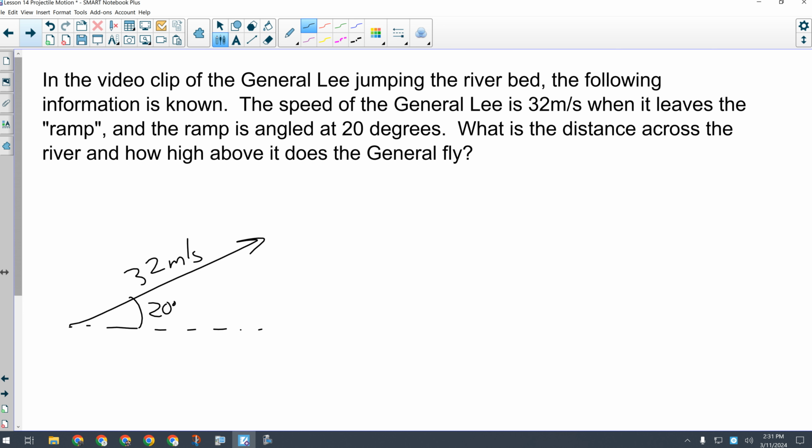So what the General Lee is going to do is follow what we call a projectile arc. It's going to do this. It's going to fly through the air in an arc, and then it's going to hit the ground on the other side of the river.